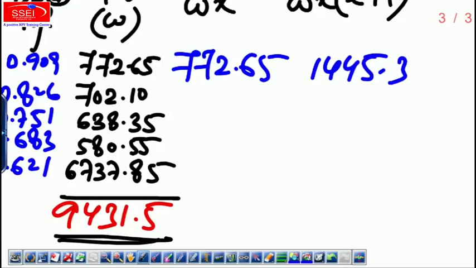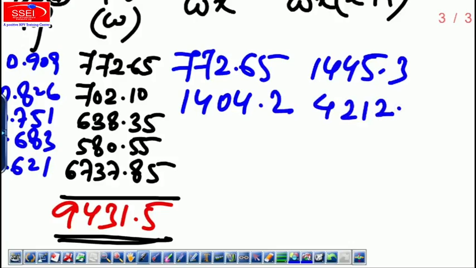Now 702.1 into 2 is 1404.2, and 1404.2 into 3 is 4212.6. Are you understanding? I'm multiplying by x plus 1. 638.35 into 3 is 1915.05.